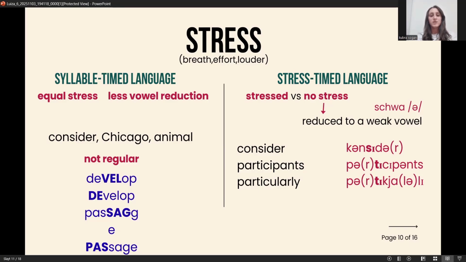Stress in English words is not fully predictable and depends on factors like word origin. It's best to learn stress patterns by heart, just like word meanings. For example, develop, develop, passage, and passage.